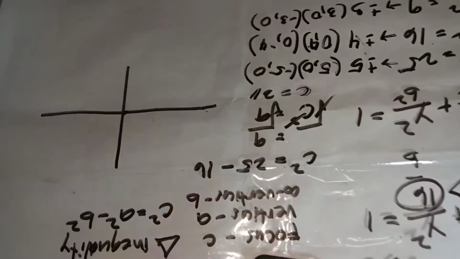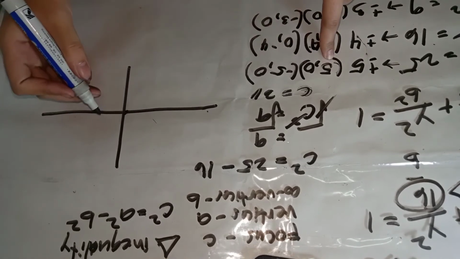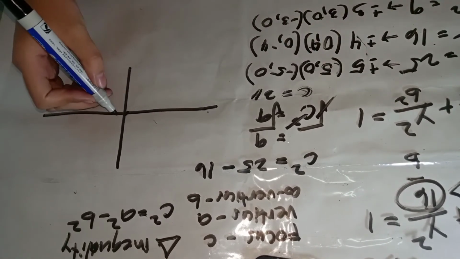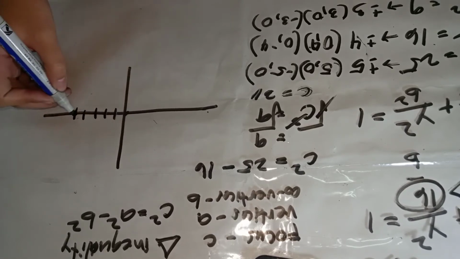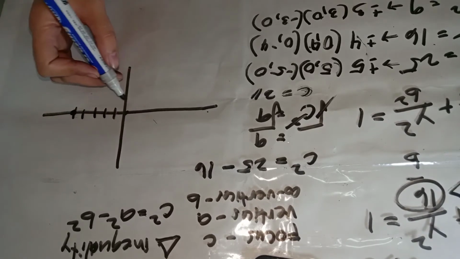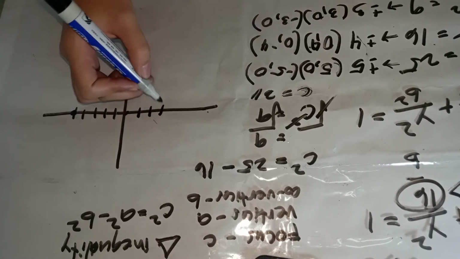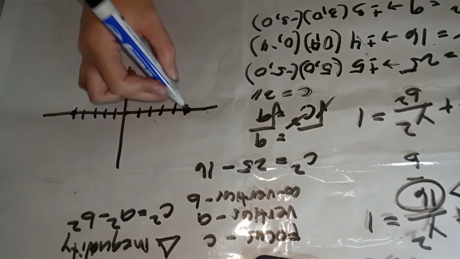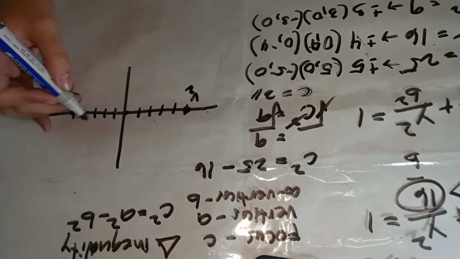Okay, let's plot. Let's count. Positive 5. 1, 2, 3, 4, 5. So here is the vertex. To the other side, let's count 5. So 1, 2, 3, 4, 5. So here is your vertex. This is your vertex 1, vertex 2.